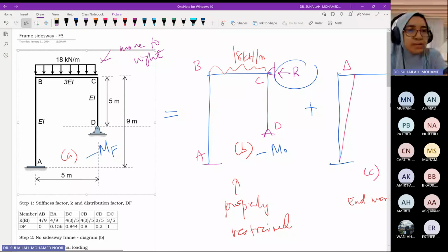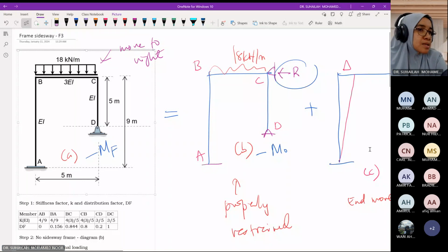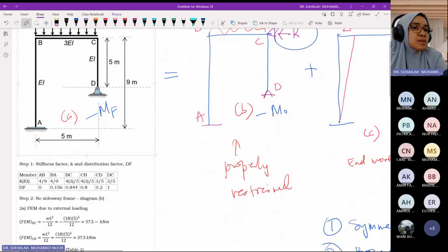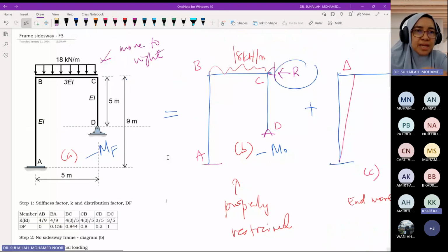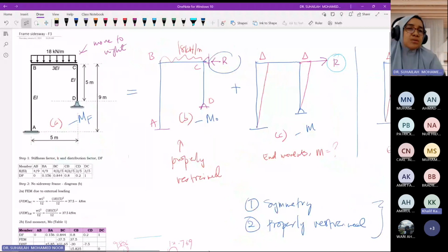Okay, continue this one. So this is what I have discussed with group 5F1 this morning. So saya review sikit je yang ni and then kita go direct to step 3, step 3 until the end of analysis.